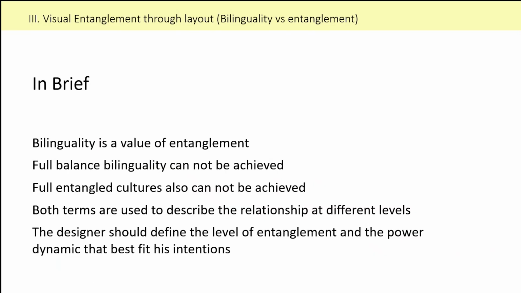In brief, bilinguality itself is a value of entanglement. It's a basic value of entanglement. Full balanced bilinguality cannot be achieved. Fully entangled cultures or documents or whatever also cannot be achieved. Both terms are used to describe the relationship at different levels. So we utilize the terms to describe the relationship. The designer should define the level of entanglement and the power dynamics that best fit his intention. So when you design, you have to think of how you want to integrate this in the work.